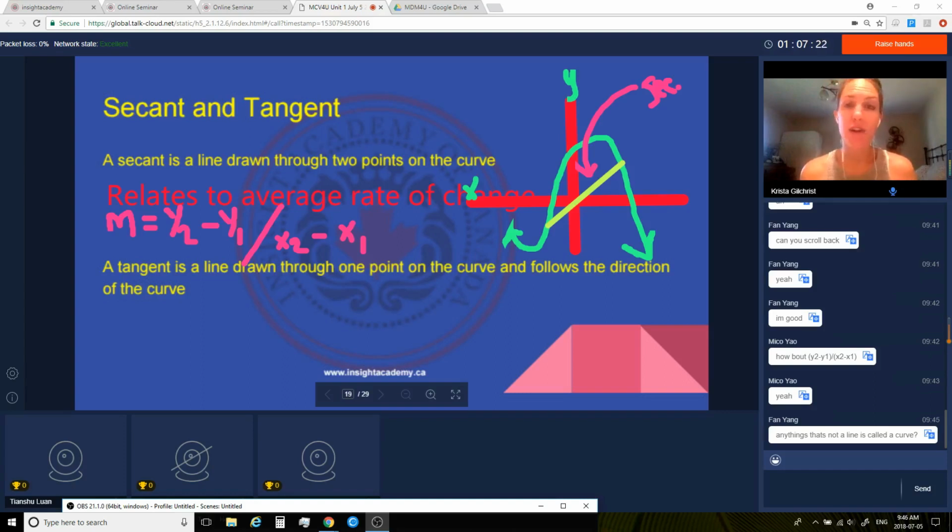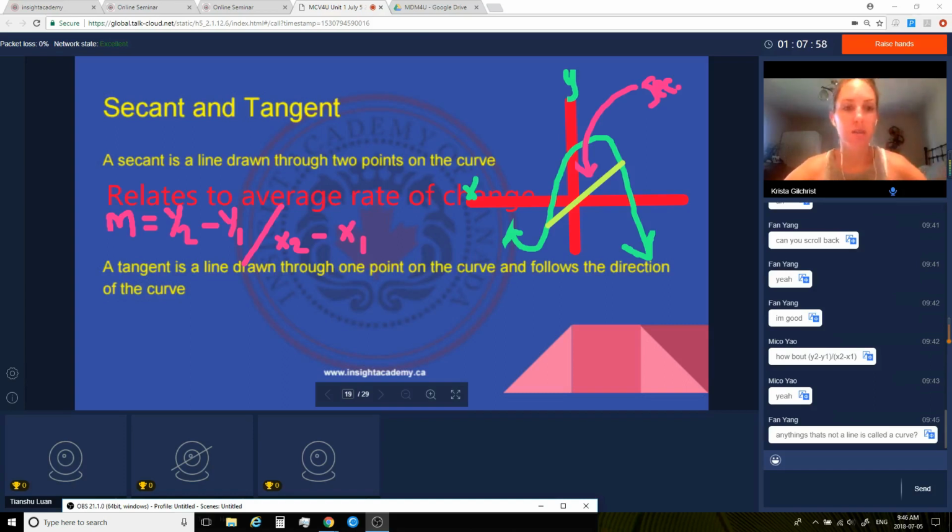So if I ask you to find the average rate of change, what you're doing is basically finding the slope of that line. So that's for average rate of change. A tangent is something that's a little bit different, and a tangent relates to the instantaneous rate of change. Okay, so the tangent is used to find the IROC, the instantaneous rate of change.